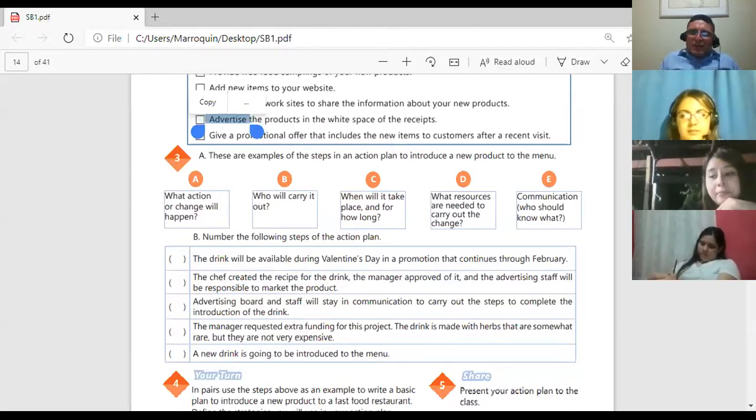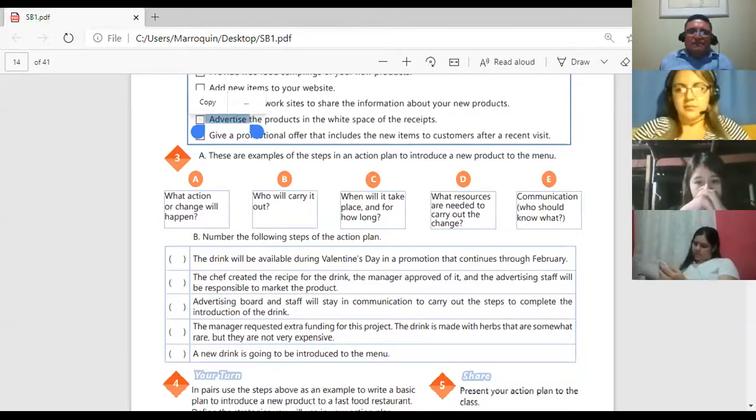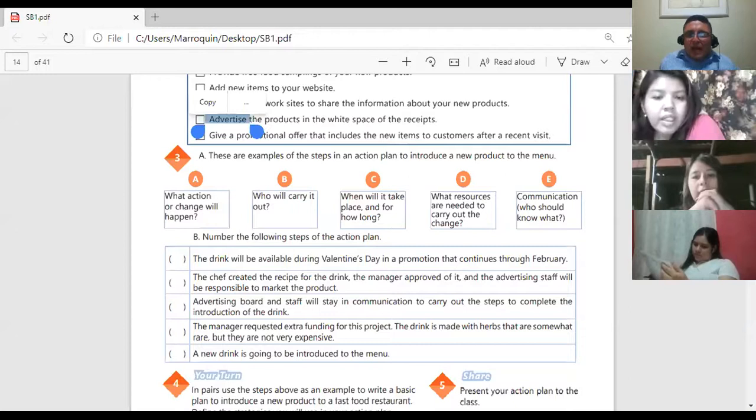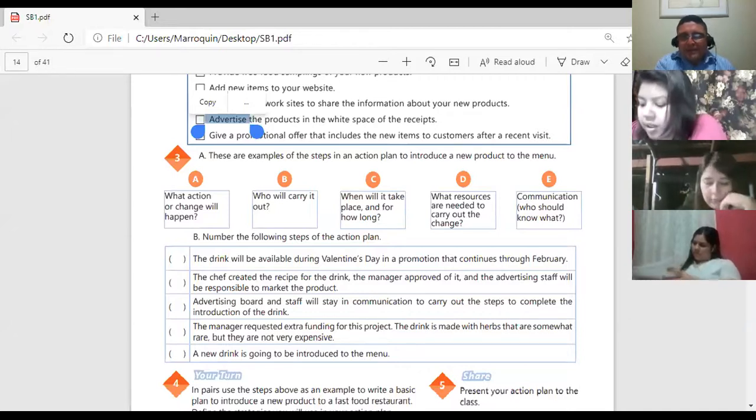Do we have any questions about vocabulary in this section? Which number? Four. One, two, three, four. Somewhat, de alguna manera. Thank you. Yes, somewhat.